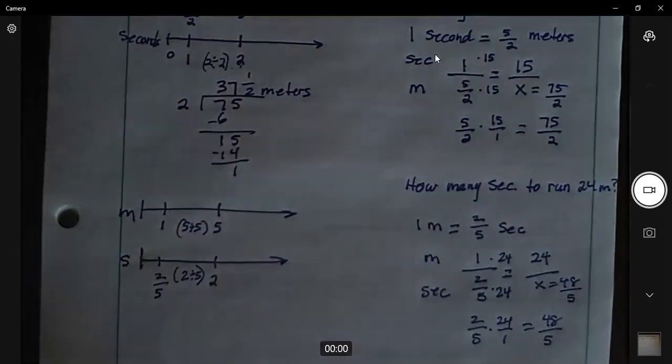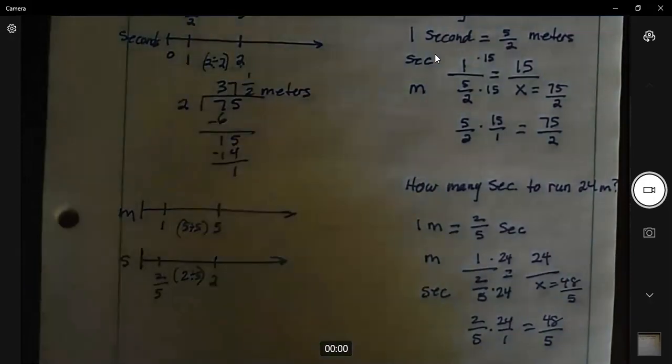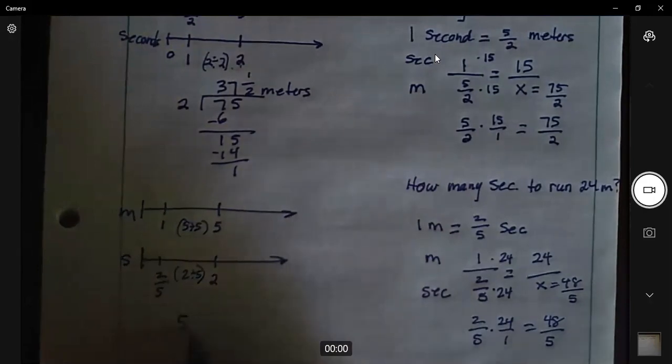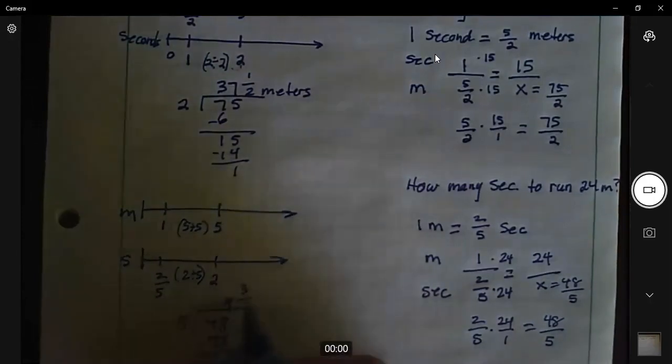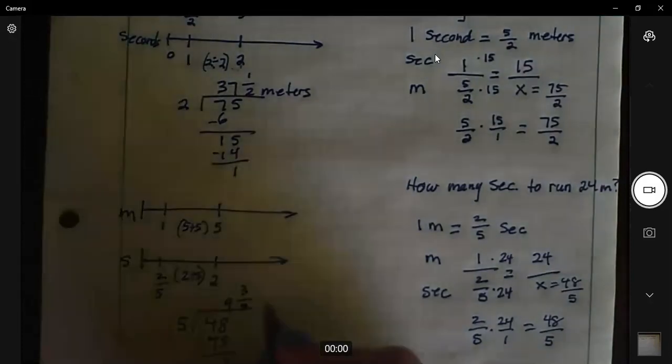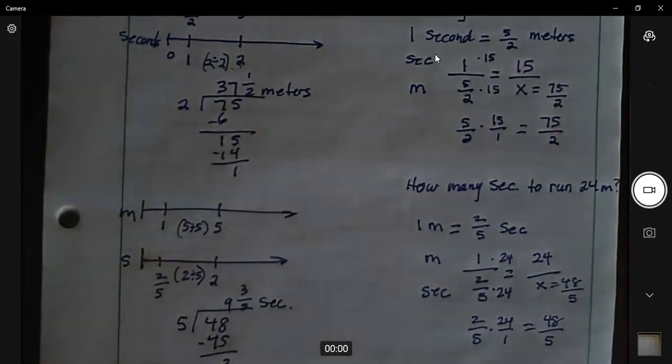And we're not going to cross multiply that. Not that you couldn't, but we're not going to do that right now. All right. So if I want to know exactly, I'm going to go ahead and take 5 into 48. Those 9 times with the remainder of 3. So 9 3/5. And that's seconds. Okay. All right.